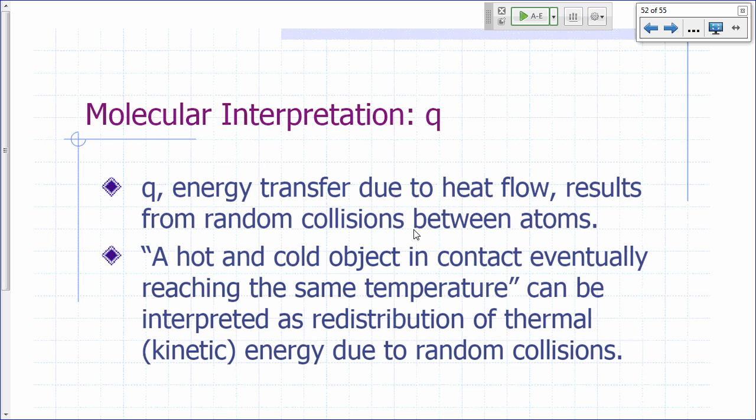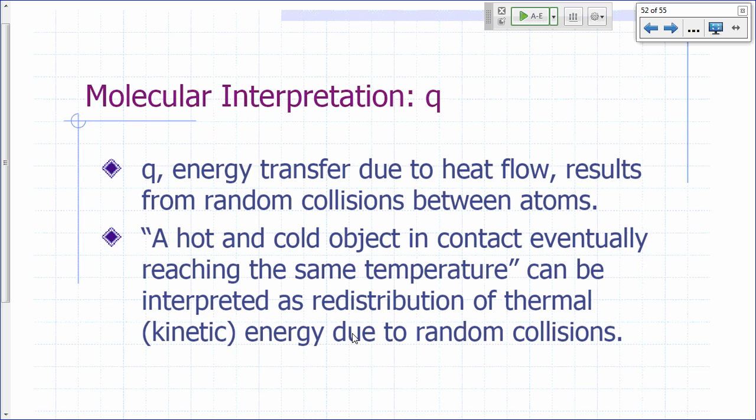So any change in potential energy just becomes the opposite change in kinetic energy. Now, Q, okay, is the energy transfer due to heat flow that results from random collisions among atoms. Okay, so a hot and cold object in contact will eventually reach the same temperature because of these random collisions between the atoms. Your energy just gets redistributed. So it's random redistribution of energy. That's what heat flow is all about. Atoms in contact, they're always moving, they collide with each other, the energy just spreads out. That's just the natural tendency for energy to be dispersed.